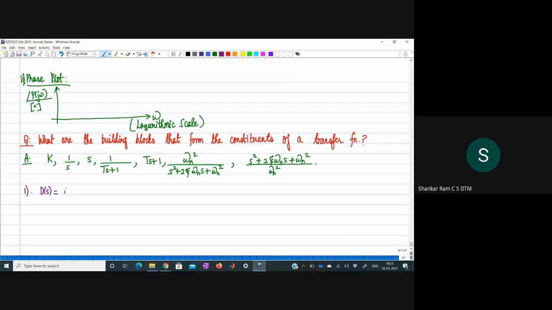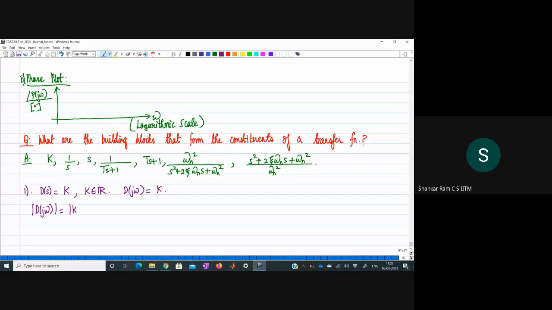So let's say we take the first block as k, which is a scalar. So k is a real number. It can be positive or negative, right? If we substitute s equals j omega, since k is a scalar, it won't change. It will remain k, because there is no s here. So what can I say about the magnitude of this D of j omega?